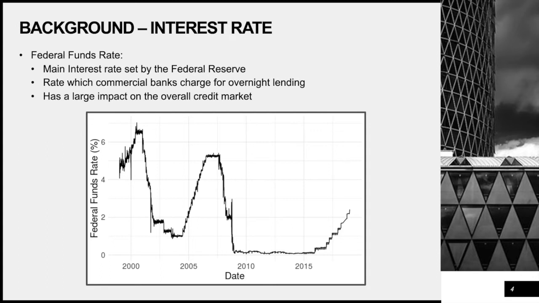Below, we can see the movement in the rate over time. It follows largely the overall macroeconomic conditions. The interest rate is usually lowered in a recession to stimulate the economy and increased in high growth periods.